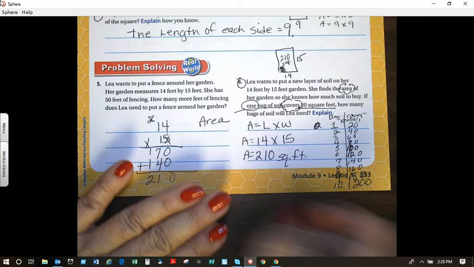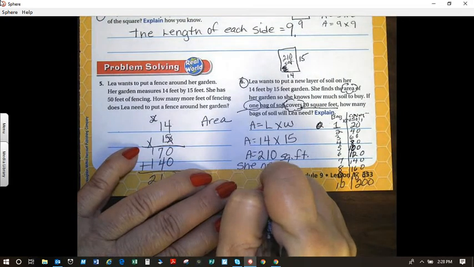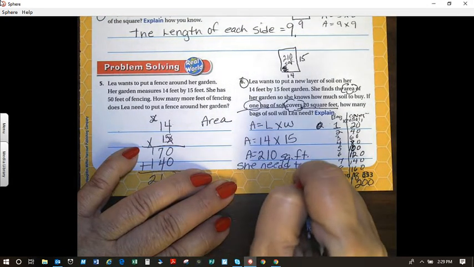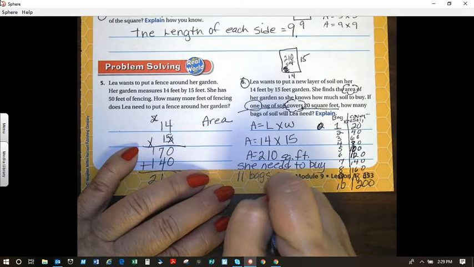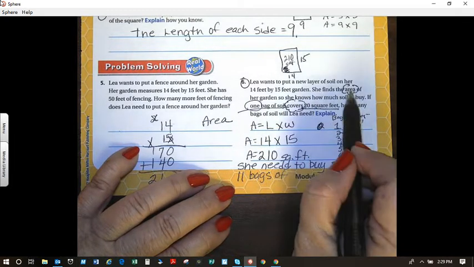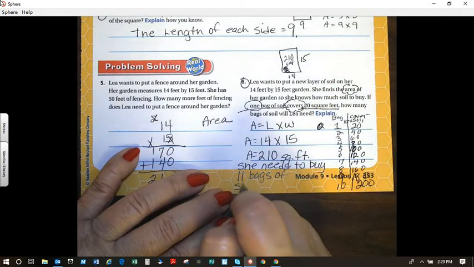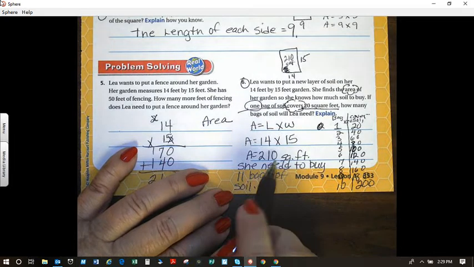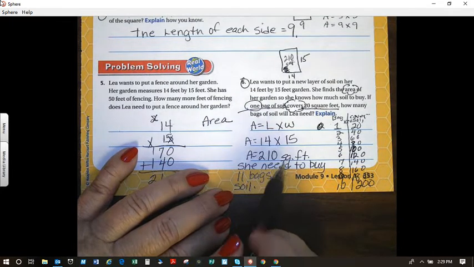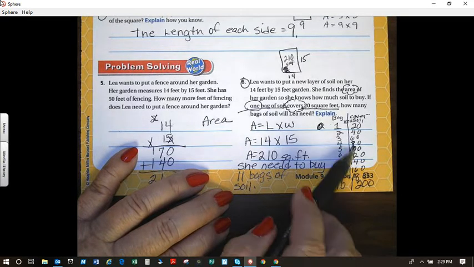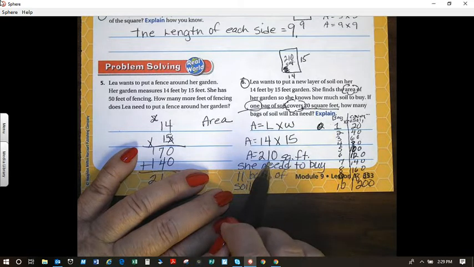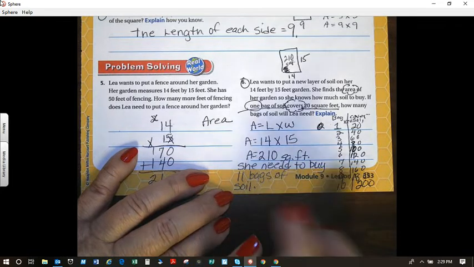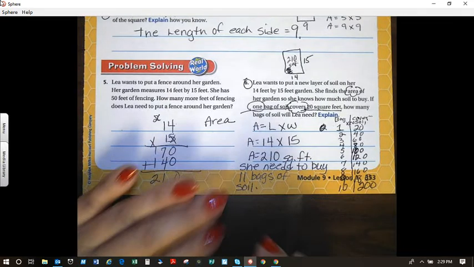You're absolutely right. She needs to buy 11 bags of fertilizer. Is that what she's putting down? Or soil? Does it matter how much soil she has left over? No. So how many square feet of soil will she have left over? If it's 20 square feet per bag and she was only needing 10 square feet to cover, yeah, she'll have 10 square feet of soil left over. Very good. I like that extension part. Keep it going.